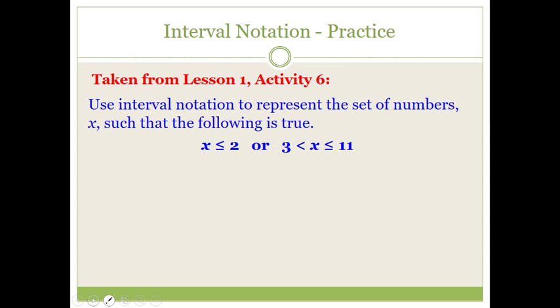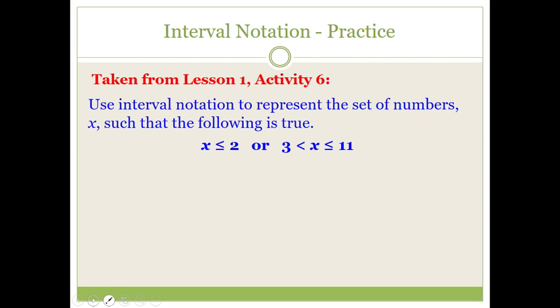Right, now I took this one from Lesson 1, Activity 6. All right. Use interval notation to represent the set of numbers x such that the following is true. x is less than or equal to 2, or 3 is less than x, which is less than or equal to 11.